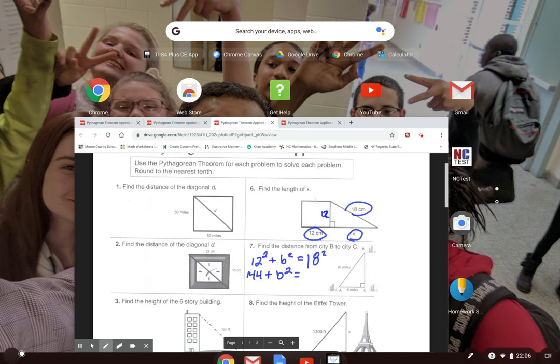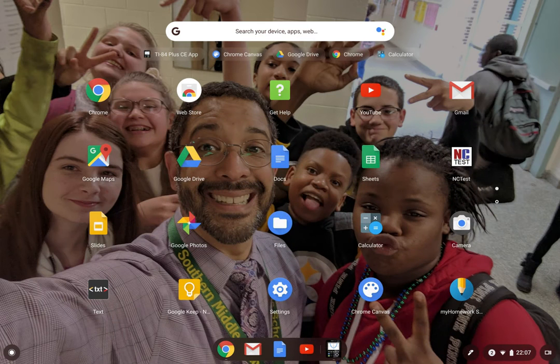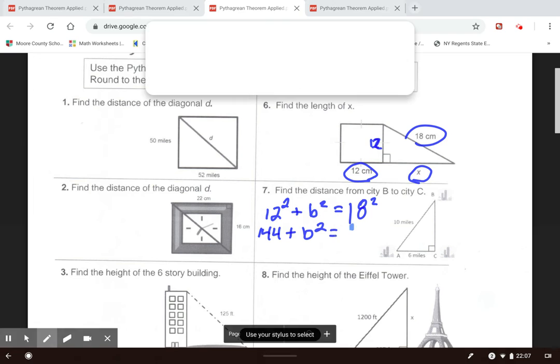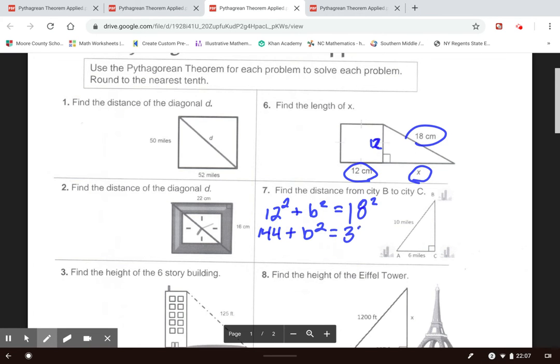But 18 squared, I don't know. So I'll come over here to my calculator. 18 squared, and that's 324. Okay, so what I do now then is I need to subtract 144 from both sides so I can isolate b by itself.